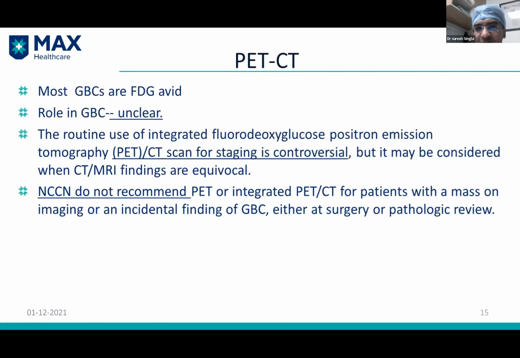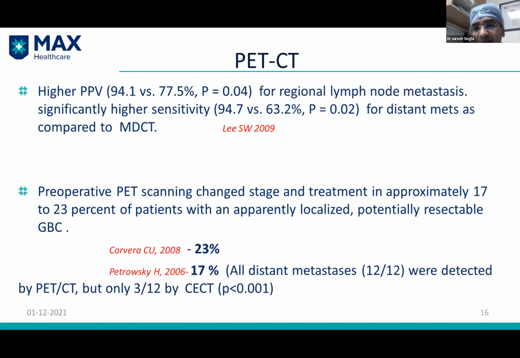So I'm just briefing about the PET CT. Most gallbladder cancers are FDG avid, but still the role of PET CT in gallbladder cancer is unclear, and it's emerging whether PET CT should be done or not. NCCN clearly doesn't recommend the PET CT, but emerging data is coming that PET CT should be done for staging purposes.